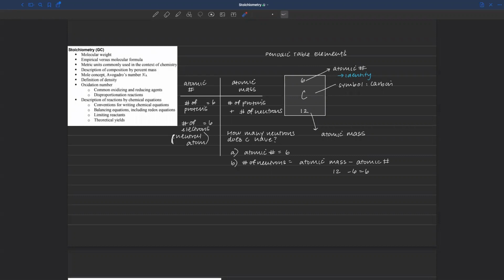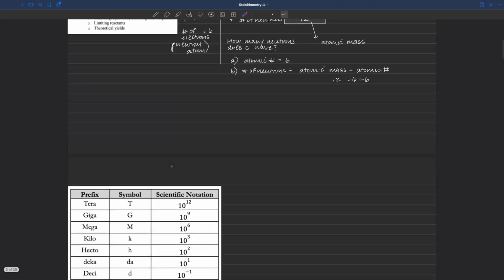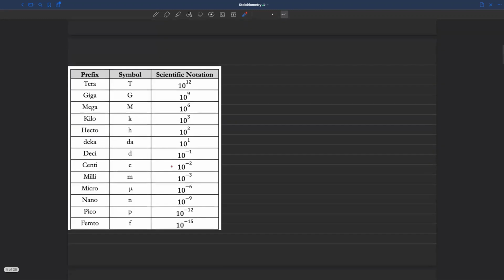So here, as you can tell, this one figure tells you a lot of important things about each and every element. And that is what we're going to heavily rely on today as we start doing some stoichiometric problems. So now what I would like for us to do is quickly go down and actually start diving into the meat of stoichiometry. When it comes to stoichiometry, a large part of it is going to involve metric unit conversions.